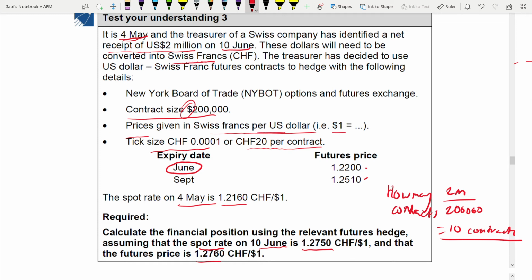But you need to find out. This is the opening future price, 1.2220, and luckily in this case you don't have to find the closing future price. They have given you 1.276. Okay, so you initially, what did you say? You sell.